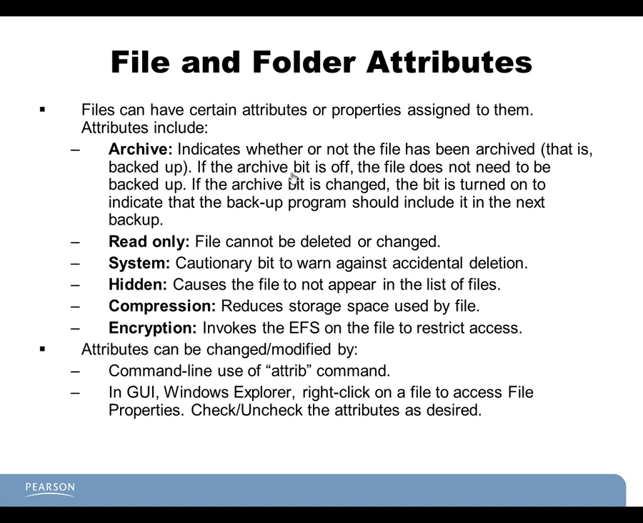A system file gives you a warning if you try to delete it. A hidden file won't show up on the list. If it's compressed in Windows, it'll show up as a different color, and if it's encrypted, it'll show up as a different color. You can modify those graphically, or from command line, you can use the command attrib to modify some of those files.